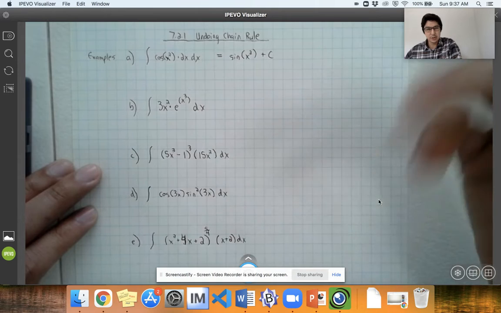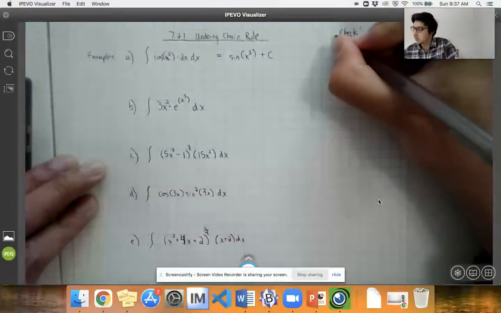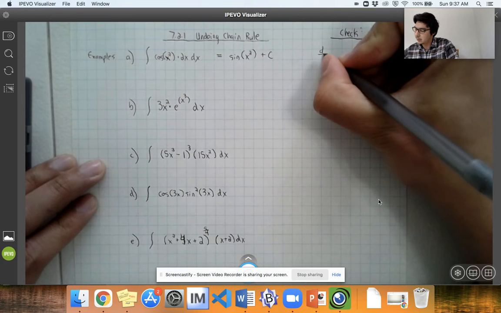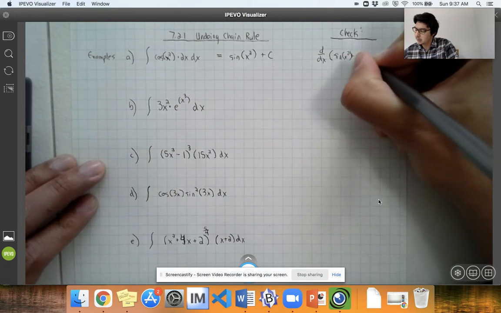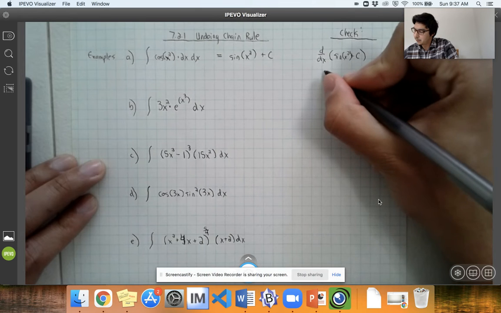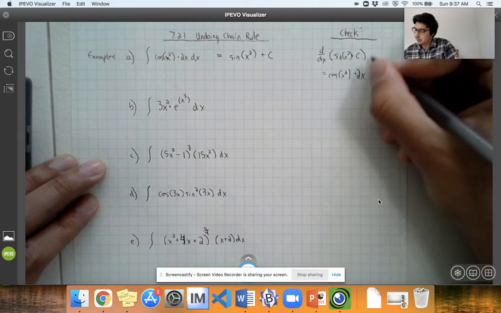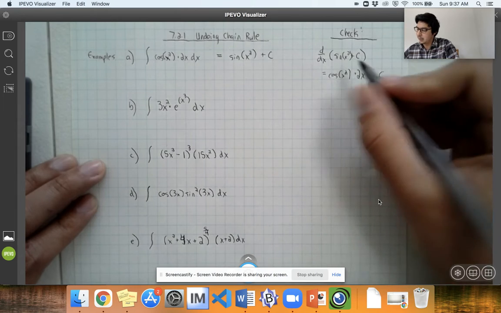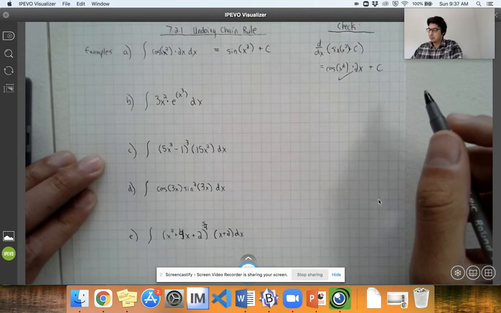Good. And when you're not sure, it's very important that you check all your work. And I hope you do this in the lesson today. So let's see, is that correct? What's the derivative of sine of x squared plus c? Well, the derivative of the outside, leaving the inside alone, times the derivative of the inside, and then the derivative of c is 0. Well, perfect. That is exactly what it needed to be. So it worked out. What about this one?